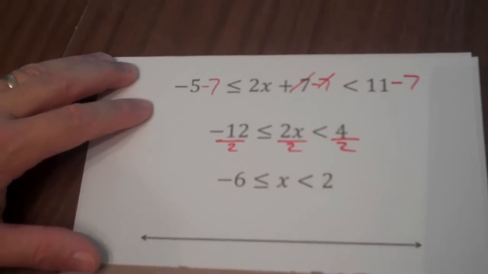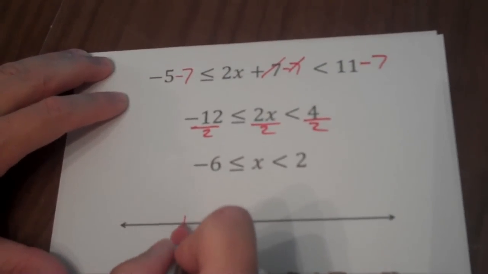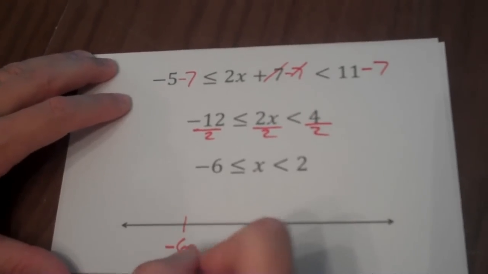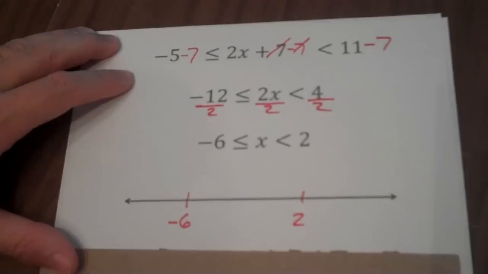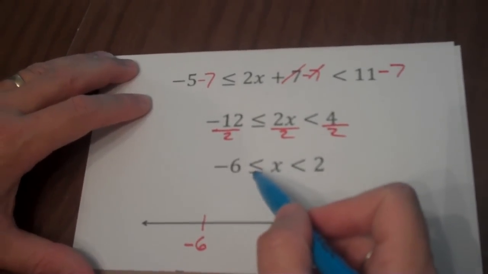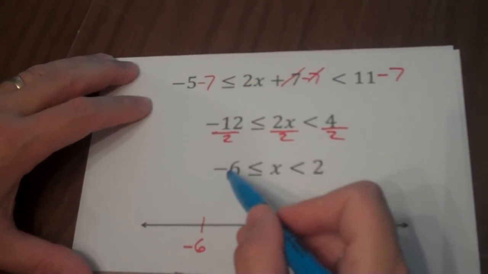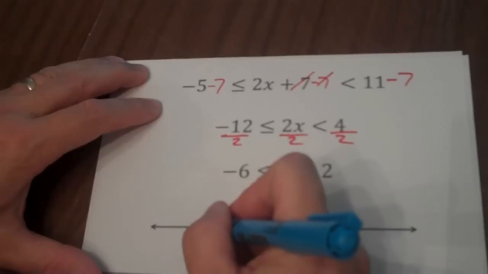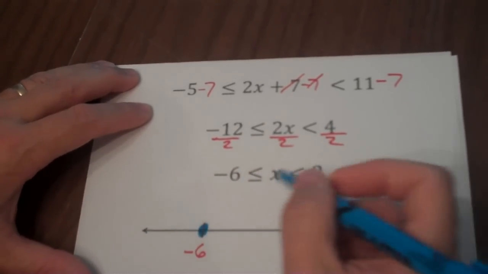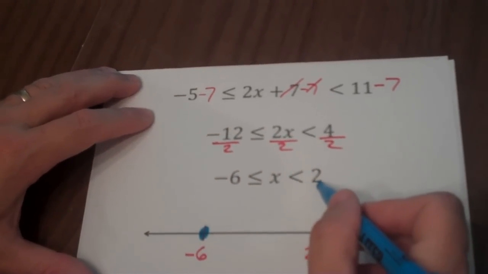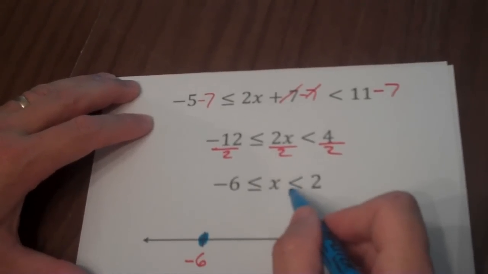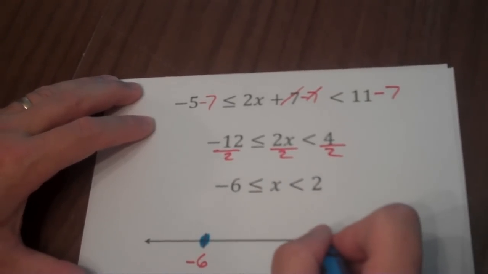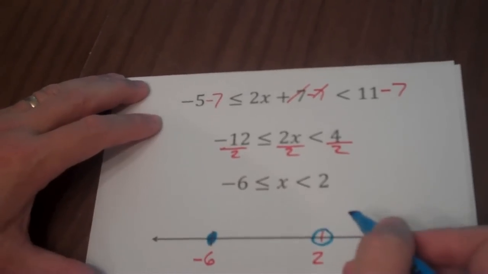Let's go ahead and graph that solution. First of all, I've got something going on down here at negative 6 and something going on up here at positive 2. At negative 6, I want the equal to negative 6 value, or the negative 6 value, to be included, so I'm going to put a dot there. At the positive 2 value, however, it is not included. I want the ones that are less than 2, but not equal to. So this dot will be an open circle.